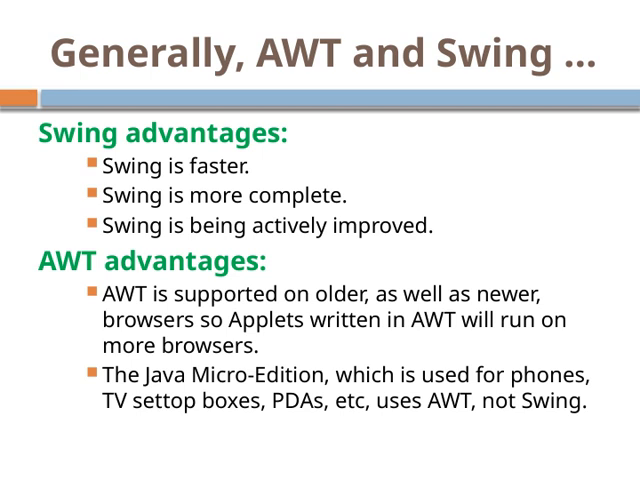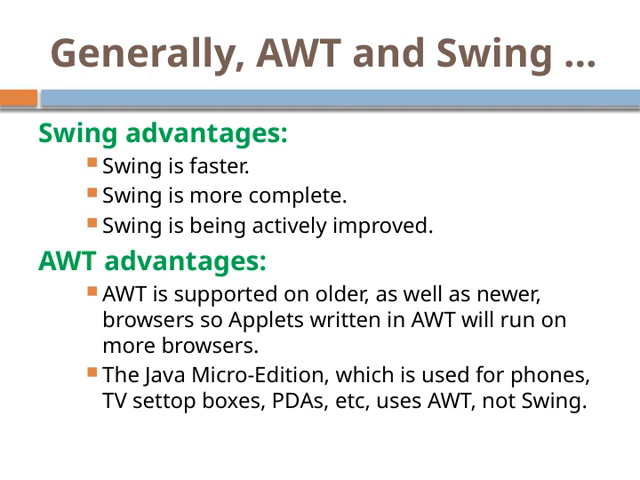On the other hand, AWT has its own strengths. One key advantage is that AWT is supported on older browsers as well as newer ones, so applets written with AWT are more likely to run across a wider range of environments. Additionally, the Java Micro Edition, or Java ME, which is used for devices like phones, TV set-top boxes, and PDAs, relies on AWT instead of Swing. This makes AWT particularly relevant for applications targeting embedded and mobile devices.